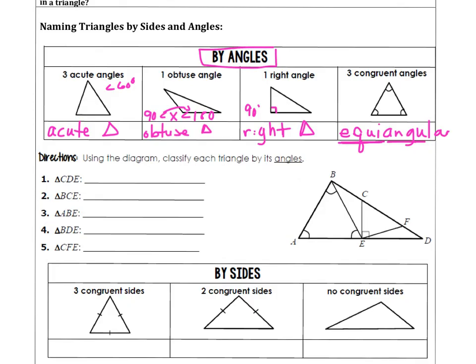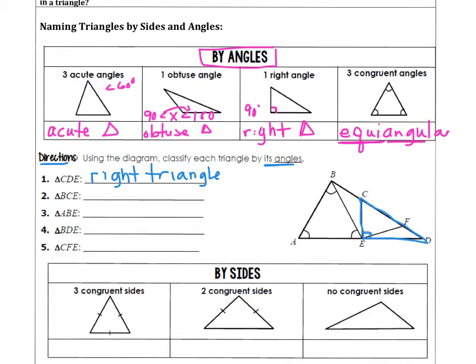In our first example here, we are going to use the diagram and classify each triangle by its angles. First of all, we're going to find triangle CDE. So let me trace out triangle CDE over here. When I do that, notice that you have the box in the corner here. So when you have that right angle, you're going to call this a right triangle.